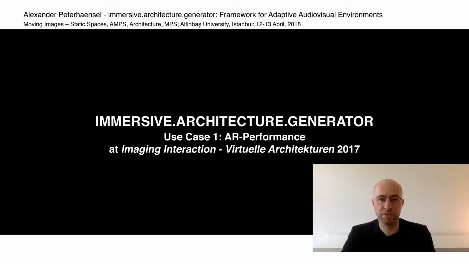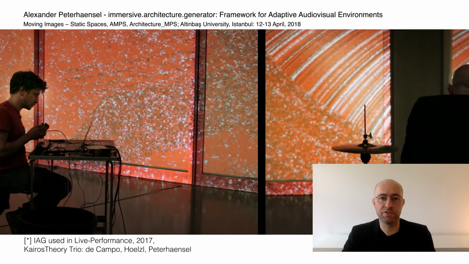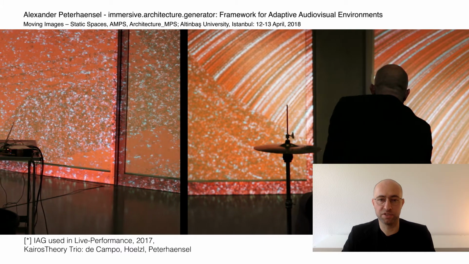For the exhibition Imaging and Interaction, Virtual Architectures in 2017, the IAG was played in an AR performance of the Kairos Theory Trio, augmenting the architecture of the shared central library of the Technical University and the University of the Arts, Berlin. Kairos Theory Trio played two 20-minute-long electroacoustical live improvisations.